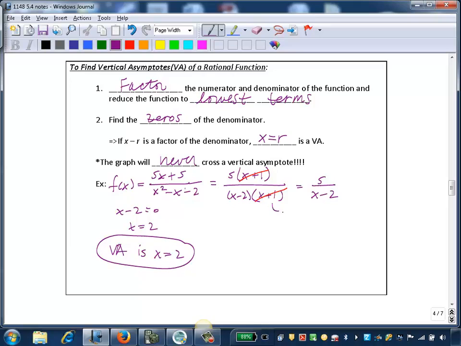If you just want to note, x equal to negative 1 is a hole, and we'll talk about that shortly. And if you want to make a little note in here about the lowest terms, this is our function in lowest terms after we reduce that common factor.